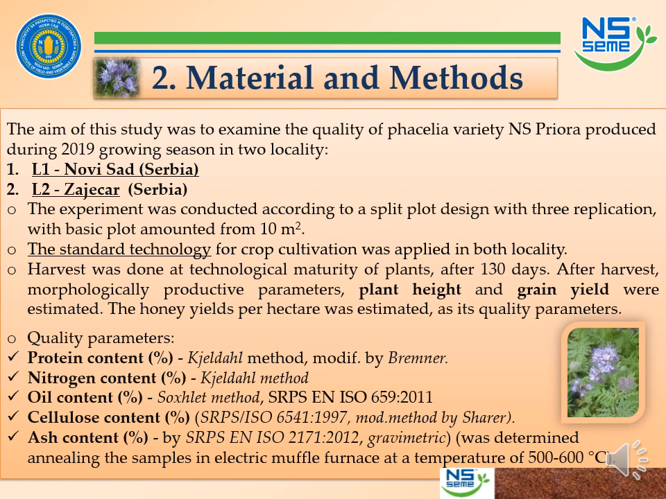The experiment was conducted according to a split plot design with 3 replications, with a basic plot of 10 square meters. The standard technology of crop cultivation was applied in both localities. Harvest was done at technological maturity of plants after 130 days. After harvest, morphologically productive parameters such as plant height and grain yield were estimated. The honey yield per hectare was estimated as well as quality parameters. Quality parameters estimated were protein content, nitrogen content, oil content, cellulose content, and ash content.